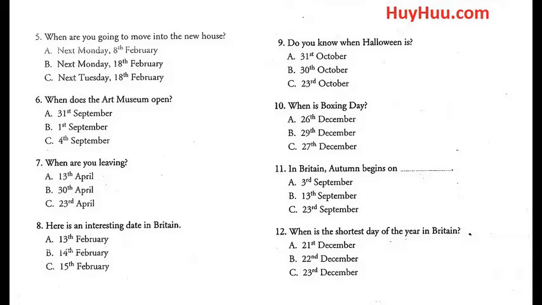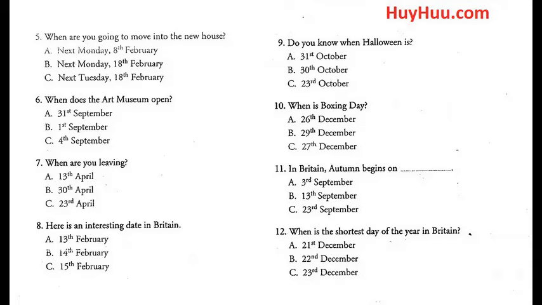6. When does the art museum open? I think it is on the 4th of September. 7. When are you leaving? 30th of April. 8. Here's an interesting date in Britain. Valentine's Day is on 14th of February. 9. Do you know when Halloween is? It's on the 31st of October. 10. When is Boxing Day?